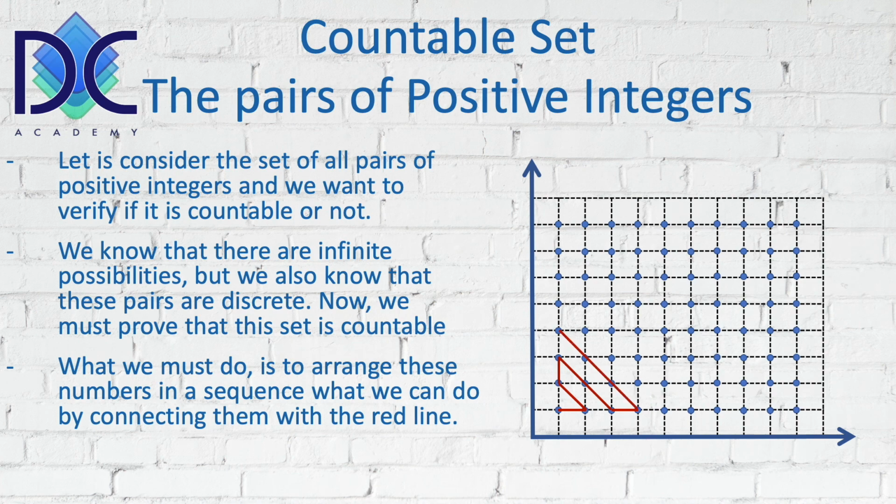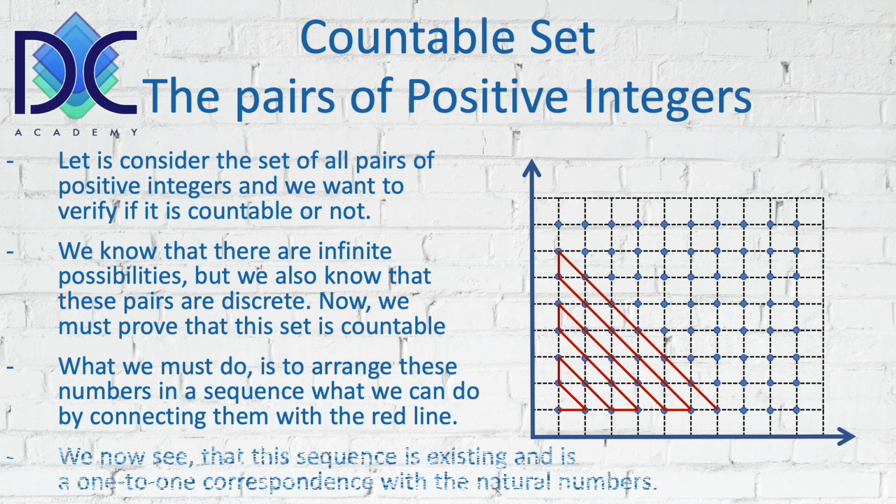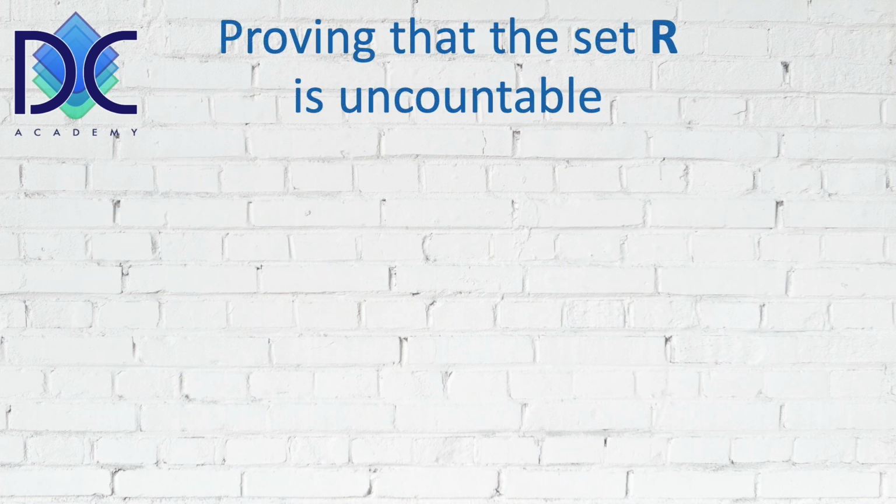We are bringing in the relationship, the one-to-one correspondence between the pairs and the natural numbers. And this is in fact clearly the proof that this sequence exists and that it has a one-to-one correspondence with the natural numbers. So basically, we can create that sequence without missing any of those pairs that we have defined here.